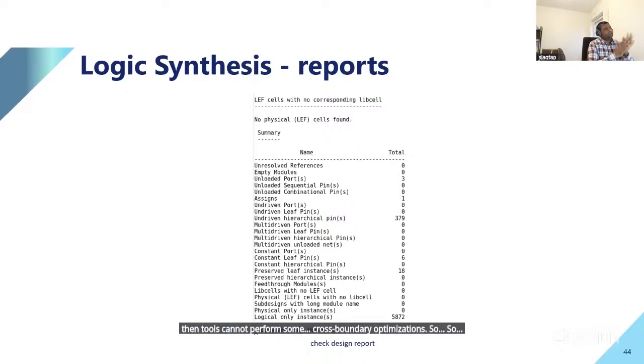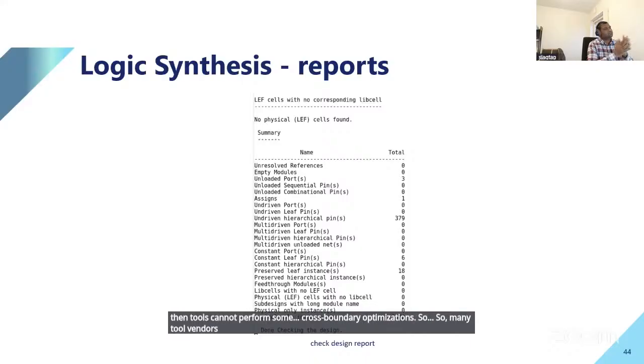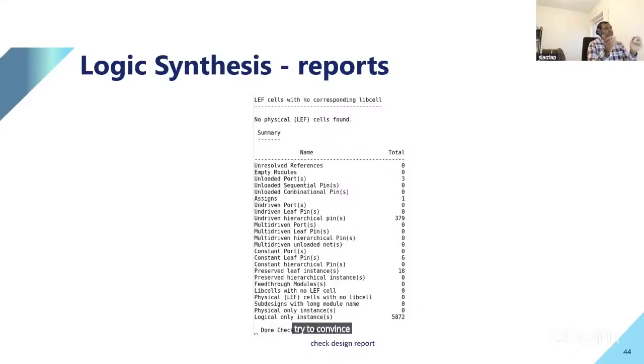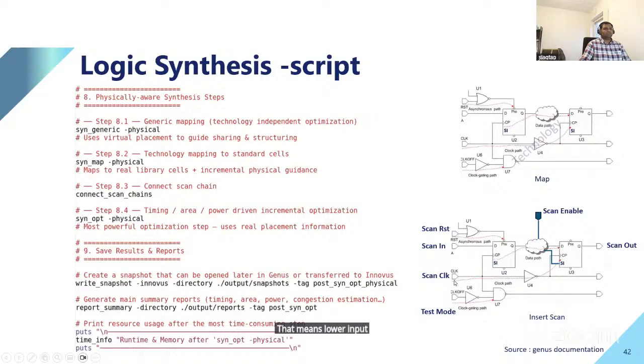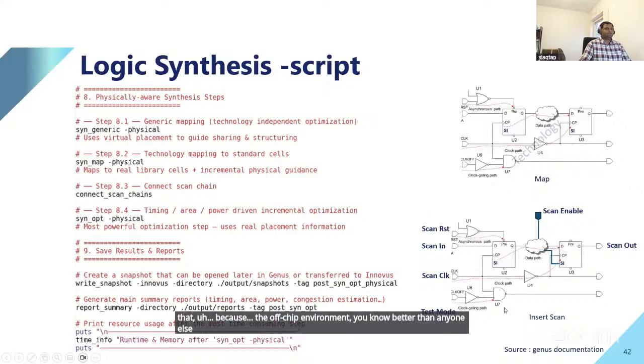So many tool vendors try to convince you to run the tool as much as possible in default mode. Constrain the tool as minimally as possible. Minimal constraint means not the must-have constraints you have to mention. That means load, input transition, and all those. You cannot rely on the tool for that, because the off-chip environment you know better than anyone else or the tool.